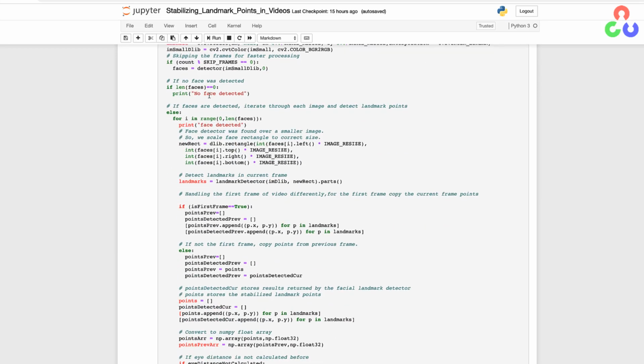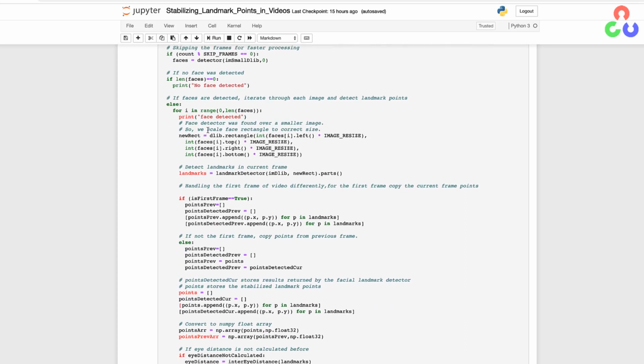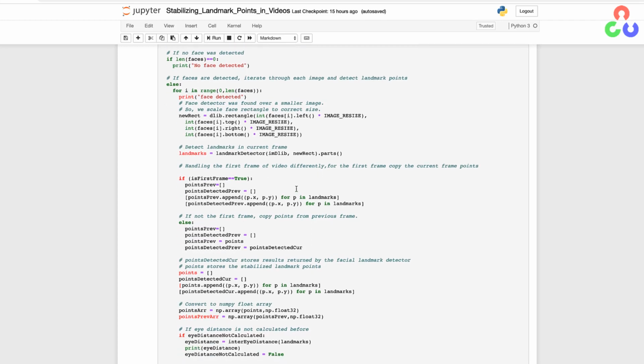Now, if there are no faces, then we just go along. But if we find faces, in that case, we get a new rectangle from the face detector. This new rectangle needs to be resized because we had detected the face at a lower resolution. So we are resizing it using imresize to get the rectangle for the highest resolution image. Next, we are running the landmark detector and getting all the landmarks.